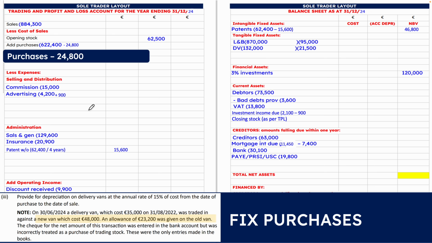So for us to correct that and take that out of purchases, we are going to minus it. We're minusing it because it was on the same side, double entry, as where it should have gone. So they did debit it. So for us to take it out of purchases, we credit it, which means we minus from purchases.